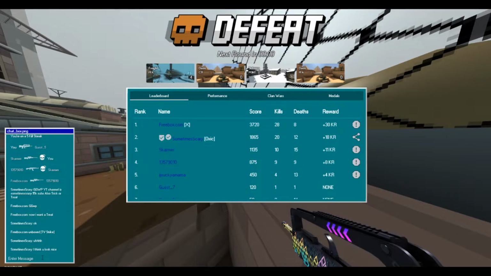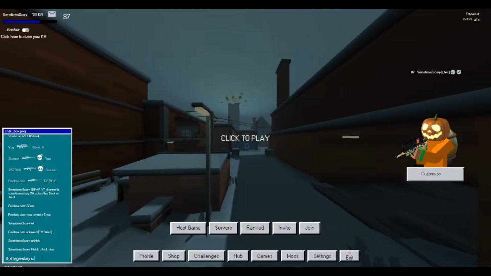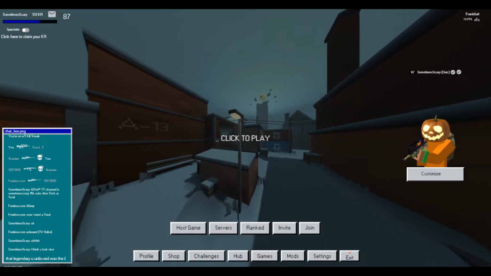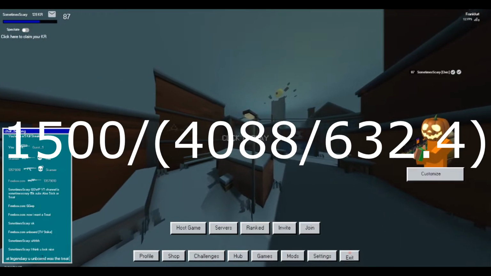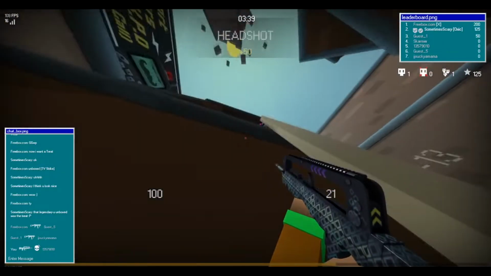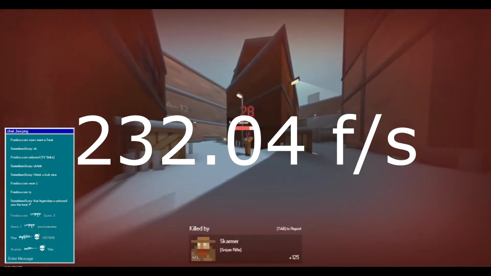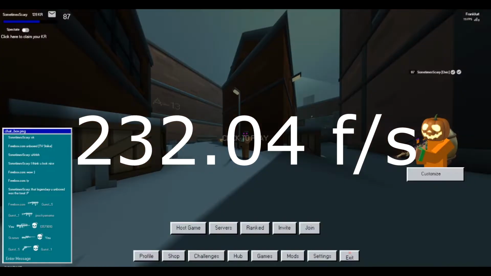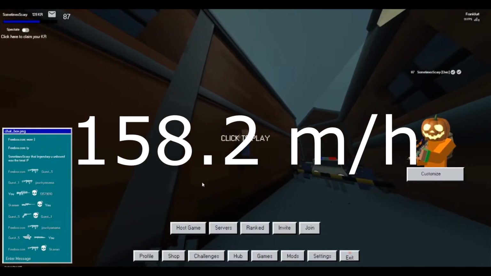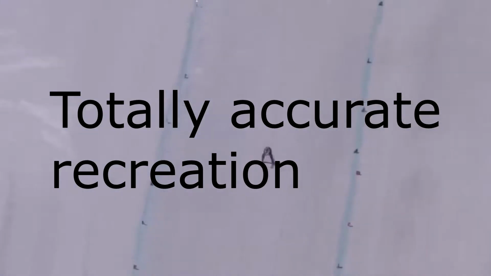He sent me a video of him getting 632.4 points per second and 4,088 points on the corridor. I plugged that into the equation, 1,500 divided by (4,088 divided by 632.4), and I was kind of shocked, because he got a whopping 232.04 feet per second, which is 158.2 miles per hour. That's 0.2 miles per hour faster than the fastest recorded person on snow.